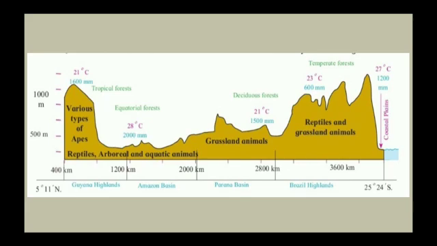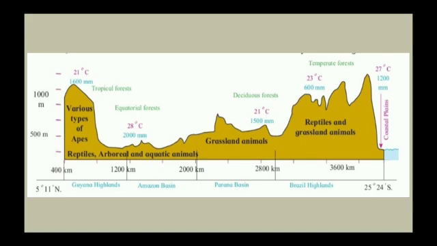In figure 5.2, rainfall, flora and fauna of Brazil have been shown in a cross profile along with physiography. We can see the changes occurring in the above elements while going from north to south. That is, children, from the left side to the right side. It starts from 5 degree 11 minutes north to 25 degree 24 minutes south, covering the area of Guiana Highlands, Amazon Basin, Parana Basin, Brazil Highlands. It also shows tropical, equatorial, deciduous, temperate forest. And on the extreme right side, we can also see the coastal plain.